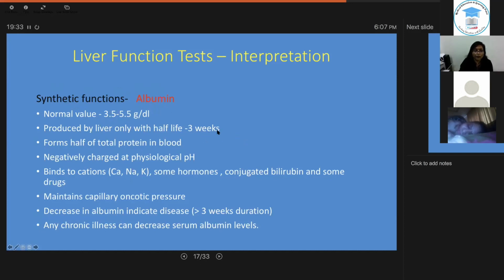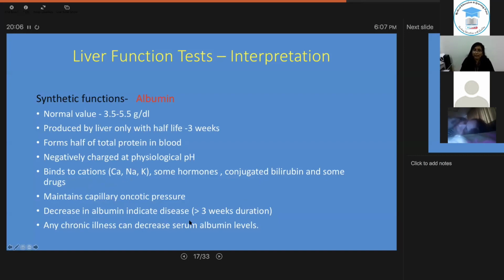This is very important. This particular fraction forms almost half of the total protein in our body. It is negatively charged. This binds to calcium, sodium, potassium, and many hormones, even to conjugated bilirubin and some of the drugs. Why I am telling this is important, I will tell you this fact later on. This maintains the capillary oncotic pressure.